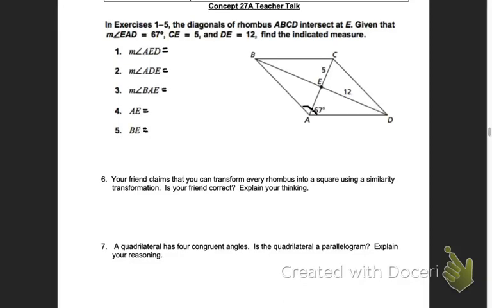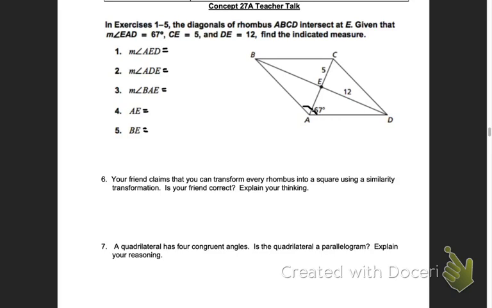In exercises 1 through 5, the diagonals of rhombus ABCD intersect at point E. Given that the measure of angle EAD is 67, it's marked, CE is 5, and DE is 12, find the indicated measures. In these types of problems, I jump around a lot, so you might find the answer to number 5 first or number 2 first.